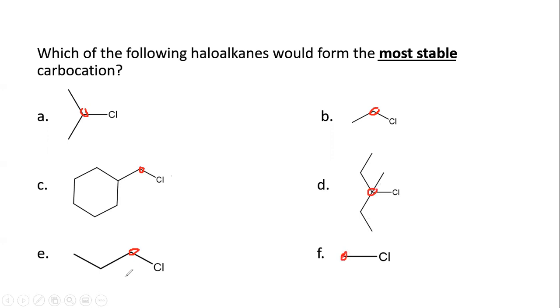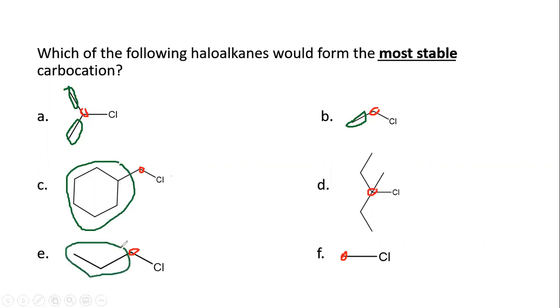Now let's see how many carbon sticks are off of each of them. A has 2 carbon sticks, so it's a secondary alkyl halide. B has 1 carbon stick, so it's a primary alkyl halide. C has 1 carbon stick, so it's a primary alkyl halide. E has 1 carbon stick, it's a primary alkyl halide. F has no carbon sticks, it's a methyl halide.